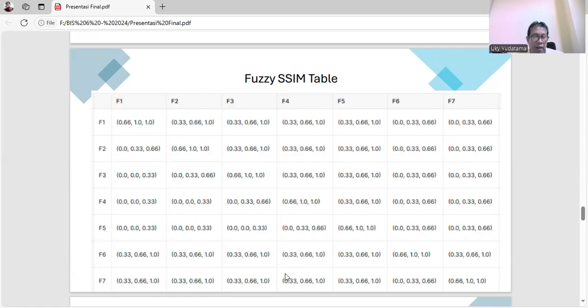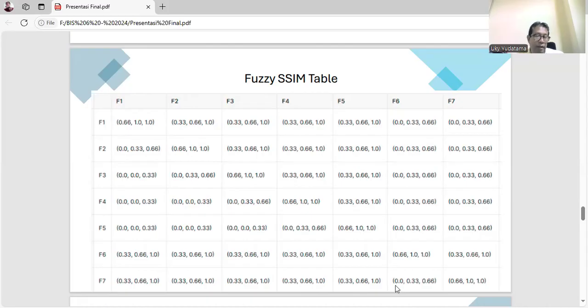The relationship between F3 awareness and education and F2 is marked with 0, 0.0, 0.33, 0.68, indicating a weak influence, L, in the fuzzy linguistic scale. The relationship between F7 finance and investment and F6 external and social pressure is marked with 0.33, 0.66, 1.0, which indicates a moderate influence in the fuzzy linguistic scale.